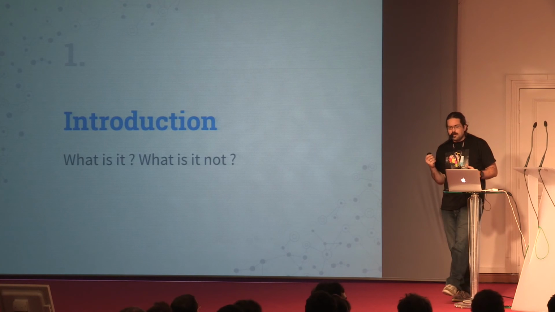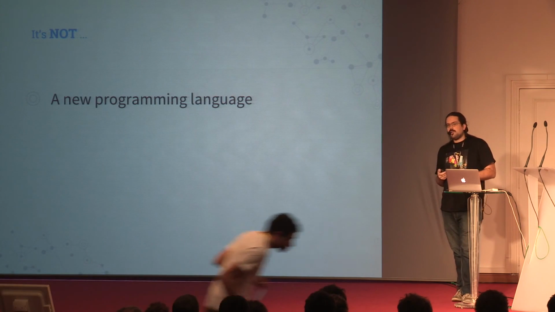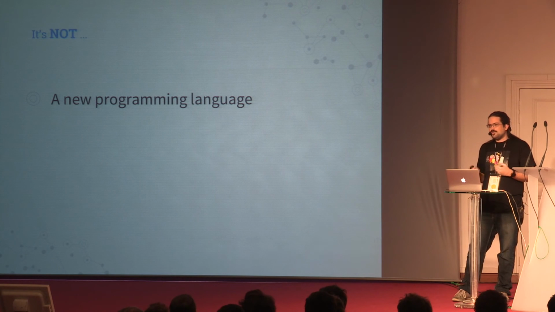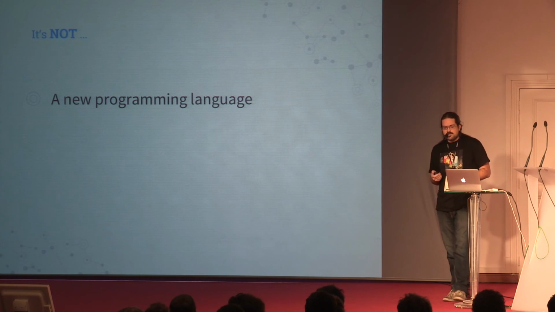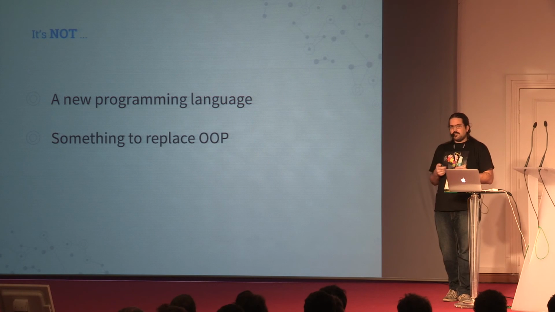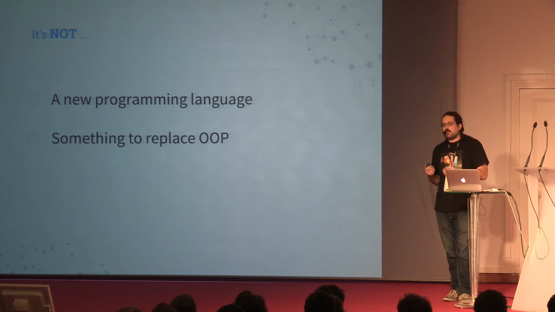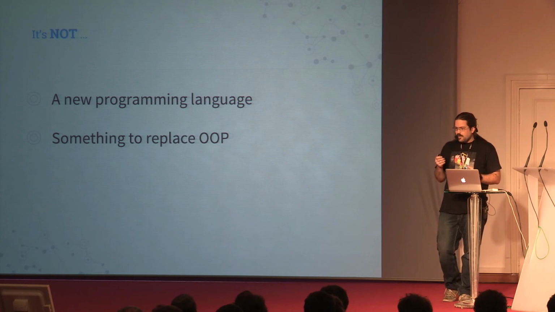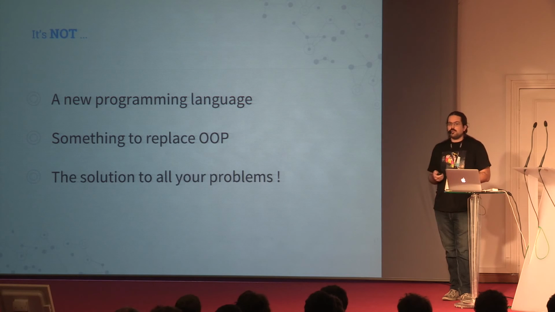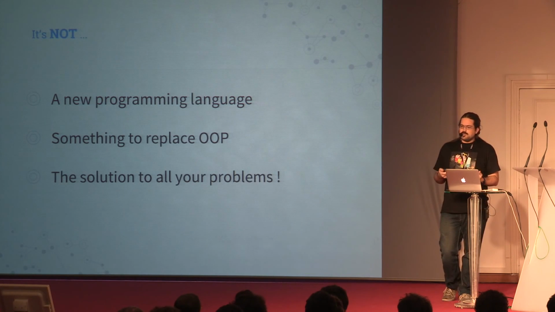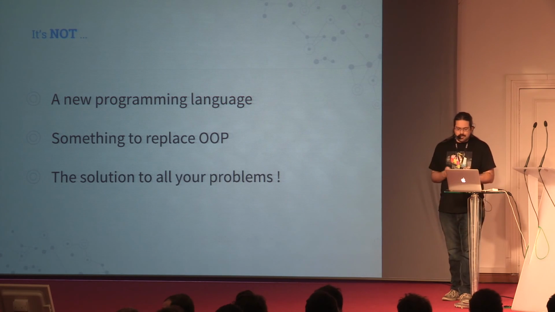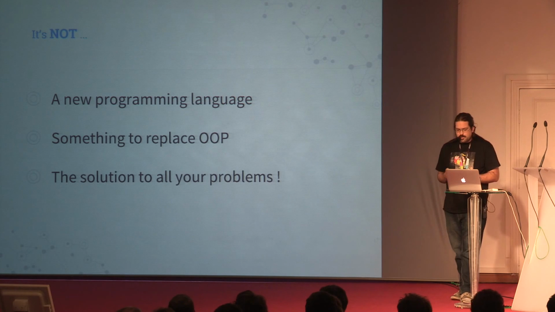Aspect-oriented programming is not a new programming language. It's simply a new paradigm. It's a new way of thinking, it's a new concept. And actually, it's not new, really. It's been here for about 20 years. It's not something that will replace object-oriented programming, but it's something to use with object-oriented programming. And it's not the solution to all your problems. It's just another tool that you can use in your developer toolbox, but it's not the magical solution to all your problems.